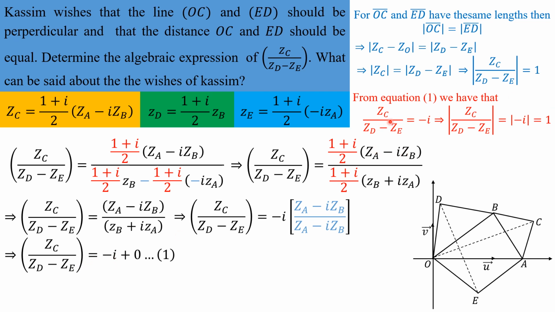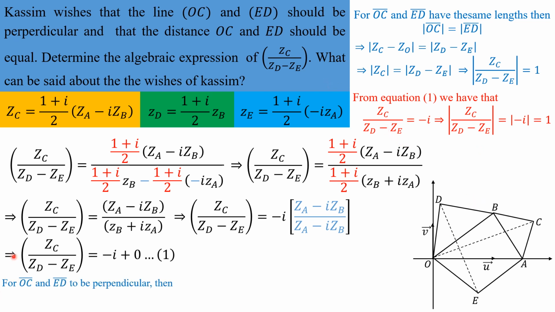So the modulus of this complex number on the left hand side is just the modulus of negative i, which is 1. So we clearly see that since the modulus of the ratio is equal to 1, it means that the modulus of ZC is equal to the modulus of ZD minus ZE. But what's the modulus of ZC? It is simply the distance from O to C, and the modulus of ZD minus ZE is the distance from E to D. So we can say that the two lengths are equal. So the first wish of Casim has been accomplished.